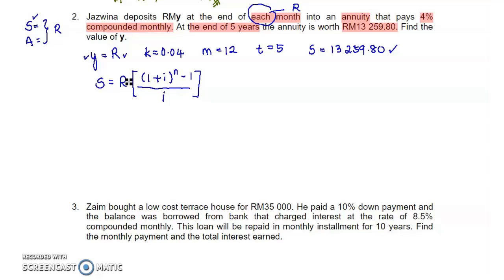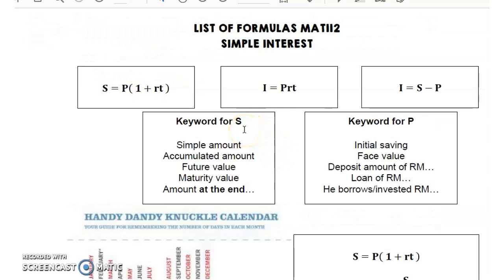For the topic annuity, you need to determine whether the values given are future value or present value, based on the keywords given. For example, here I have certain keywords for future value and present value. Simple amount, accumulated amount, future value, maturity value, amount at the end of a certain period: these keywords represent value S. Keywords for P, present value, for example: initial saving, face value, deposit amount of RM, how many ringgit? Deposit refers to principal. Loan of RM, how many ringgit? Loan refers to present value or principal. He borrows, invests also represent principal or present value. So based on the question, you need to understand what values are given, then you can choose the correct formula.